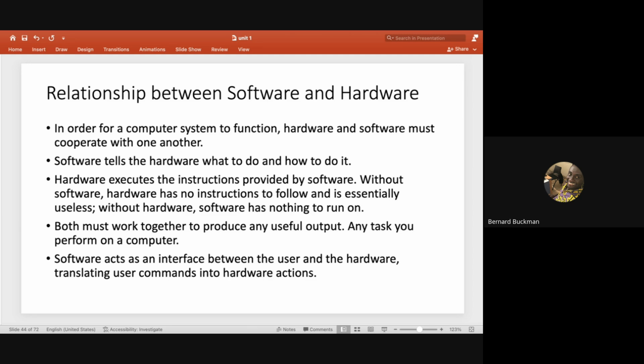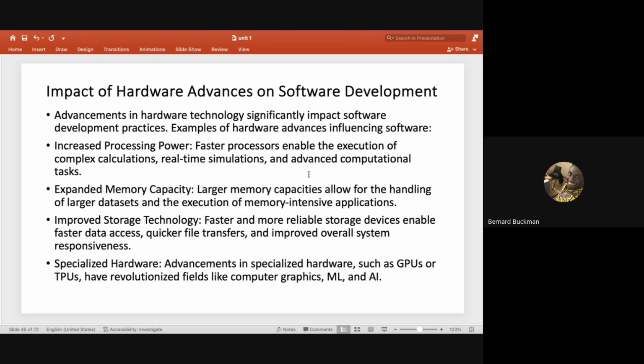For example, if I'm a teacher, I teach and I need PowerPoint. Currently I'm using PowerPoint to do the presentations. If I don't have PowerPoint, then I will not be productive. So software is very important, whilst the hardware is also equally important. Those who learn software are very important, and those who learn hardware are also equally important.